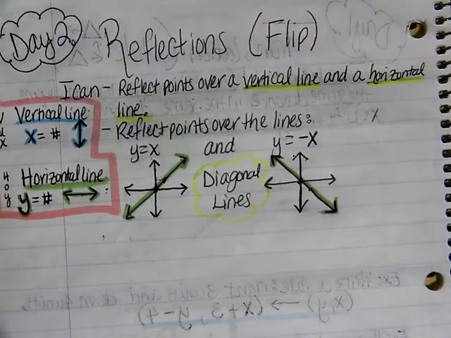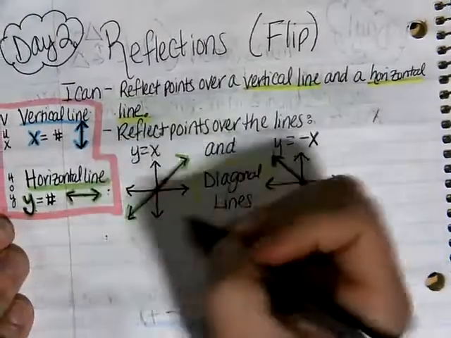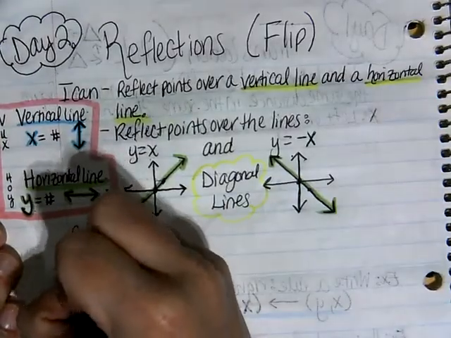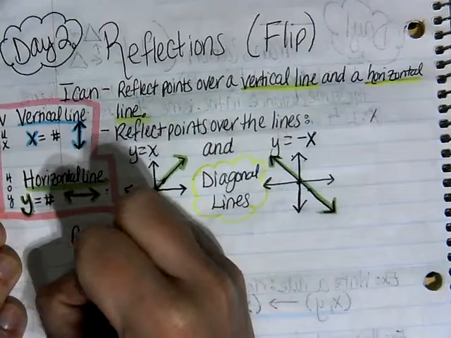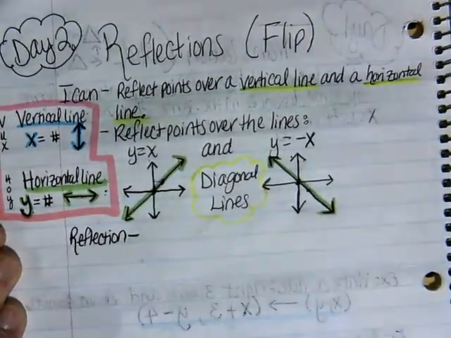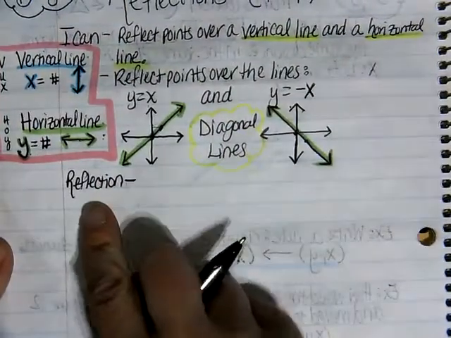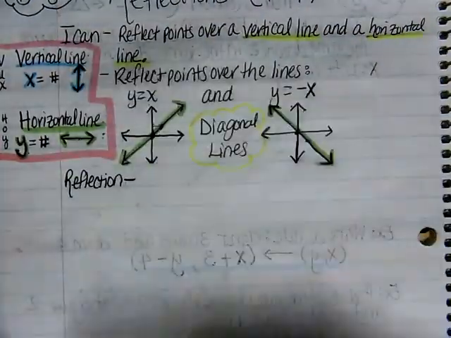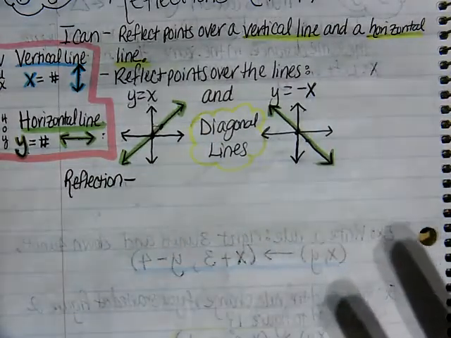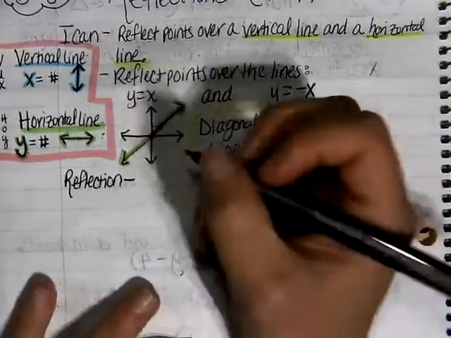Let's go ahead and talk about what a reflection is. A reflection is a very special type of transformation. It's just like it sounds. Think about looking into a mirror. You're going to see yourself. This is where we are going to be reflecting over a line, and the line is like our mirror. On the other side, a figure should see itself.